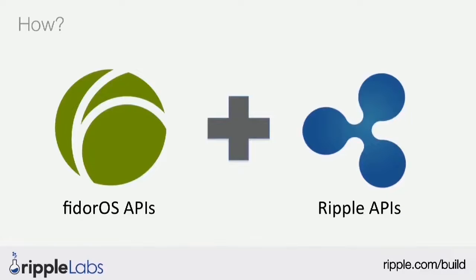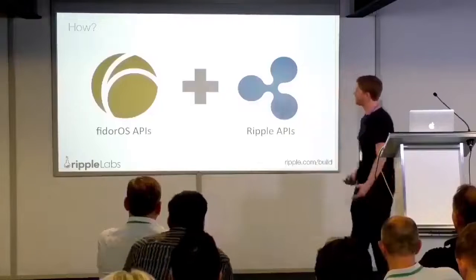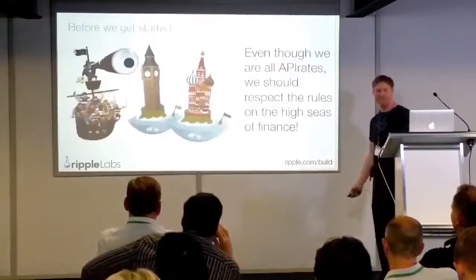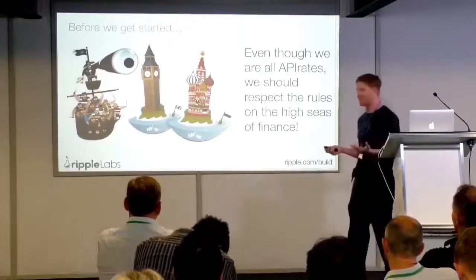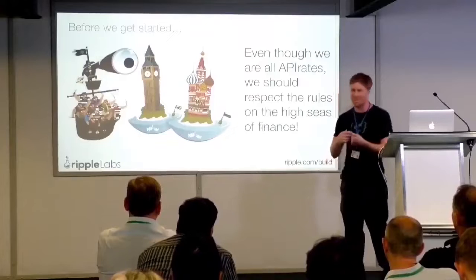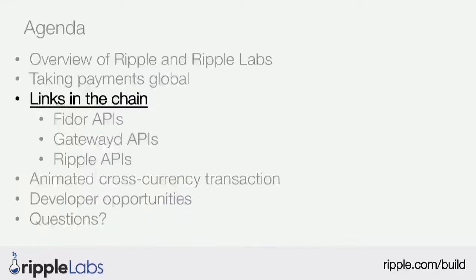So how are we going to do this? Well, Fedor's got some pretty cool APIs. Ripple also has some APIs, so maybe we can put them together to create this experience. That would be awesome. Yeah. So Patrick already alluded to this, but I'll just reiterate, even though we're API-ers, we need to respect the rules of the high seas of finance, including things like KYC and AML. You might have heard of them. Those can be expensive costs for developers to maintain, so I'm happy to see that Fedor is providing those solutions for the innovators in this space.